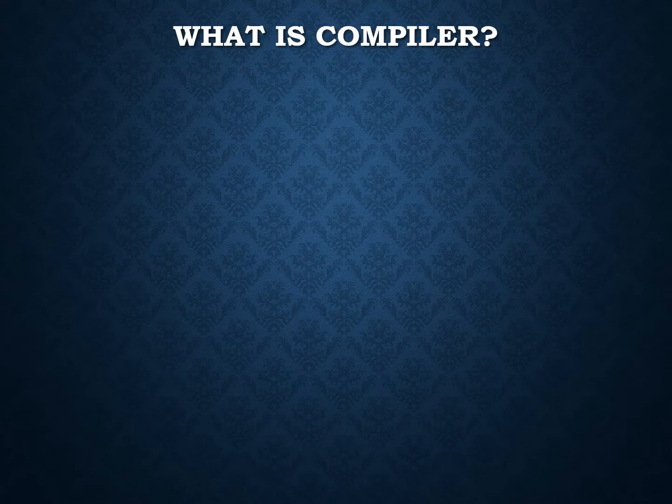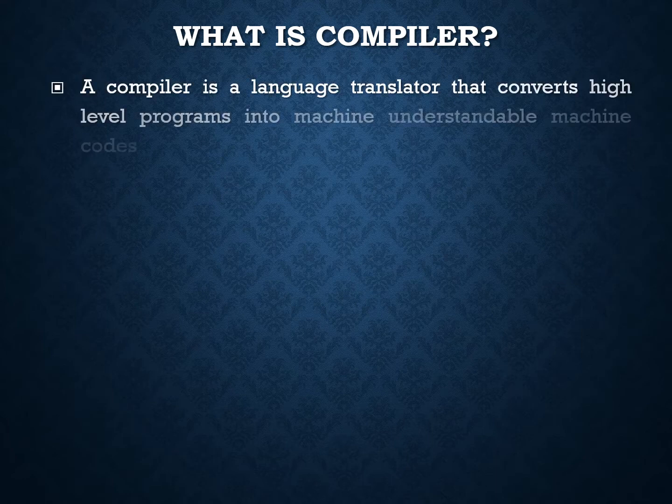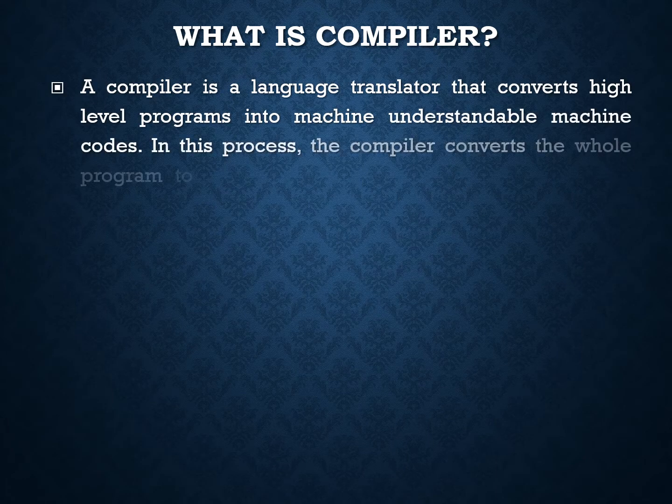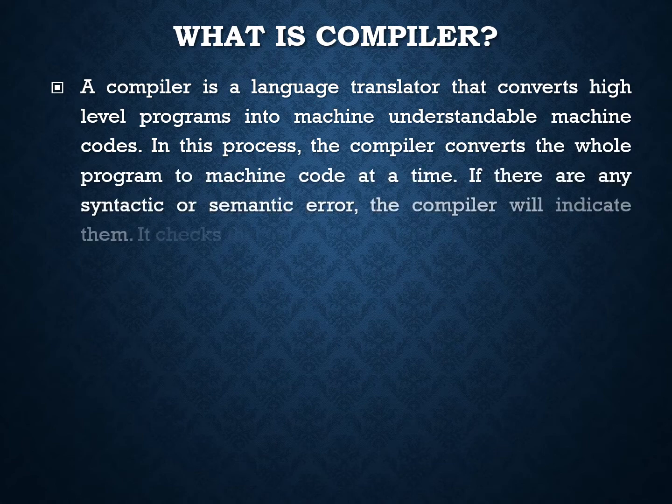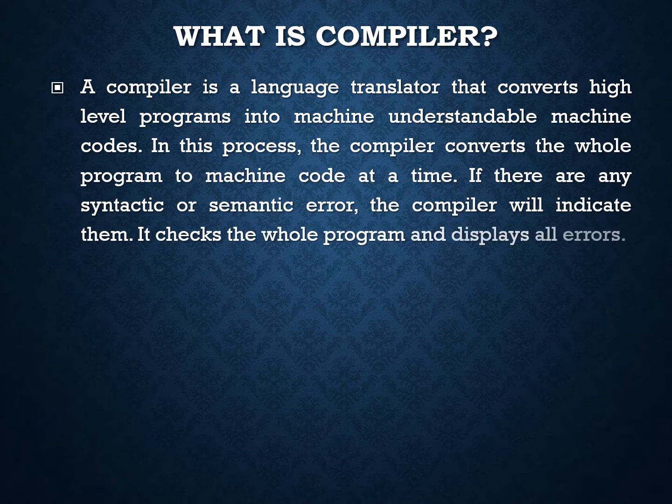Next is, what is a compiler? A compiler is a language translator that converts high-level programs into machine-understandable machine codes. In this process, the compiler converts the whole program to machine code at a time.